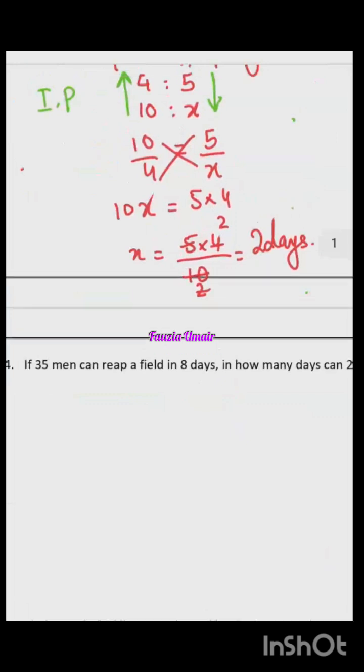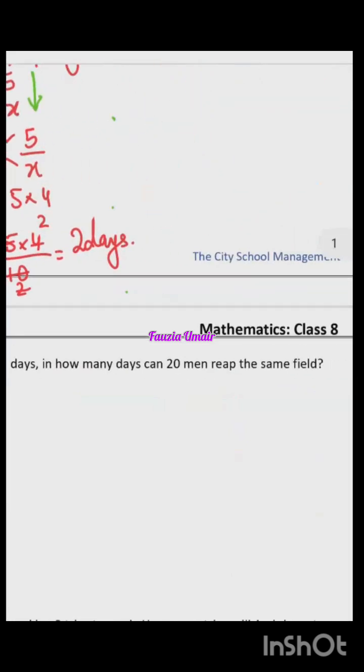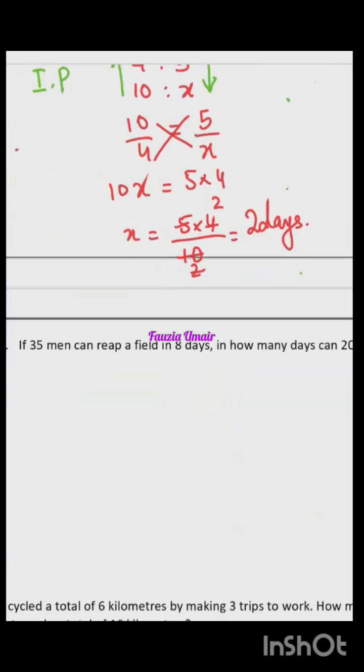So the next question is, if 35 men can reap a field in 8 days, how many days can 20 men reap the same field? Can anyone guess the meaning of the word reap? Reap a field. What does that mean? What do you think is the meaning of reaping a field?